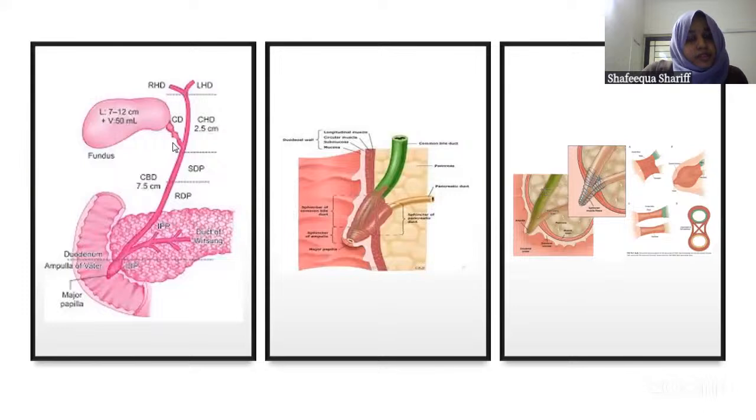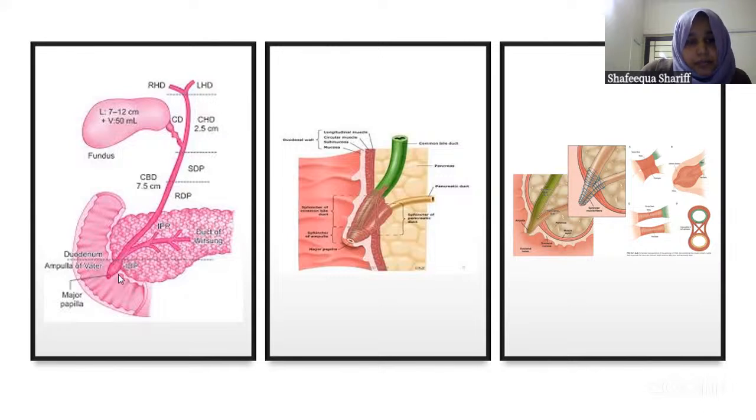So from the cystic duct, the extrahepatic biliary system continues as the common hepatic duct, which is 2.5 centimeters. Along with the cystic duct, when they coalesce, they form the very famous common bile duct, the CBD, which we call. The CBD has 4 parts. One is the supraduodenal portion, the retroduodenal portion, the infraduodenal portion, and the intraduodenal portion. And this CBD continues and opens into the second part of the duodenum through the major duodenal papilla.